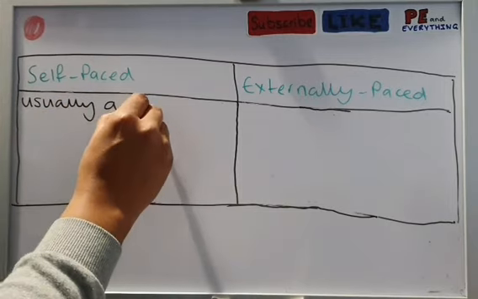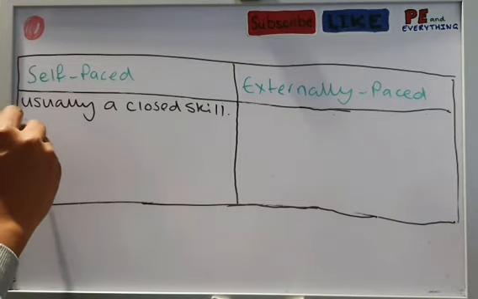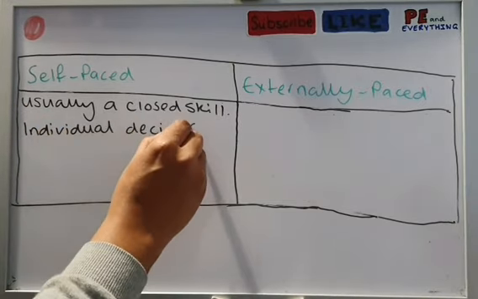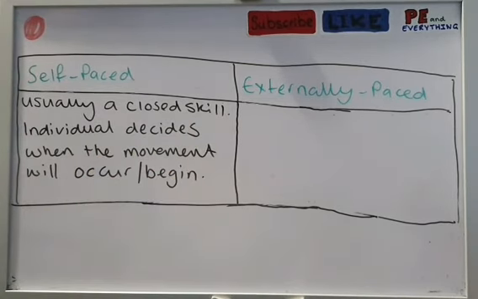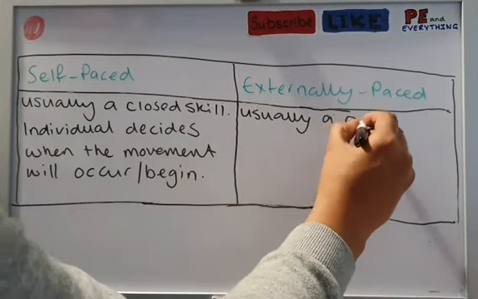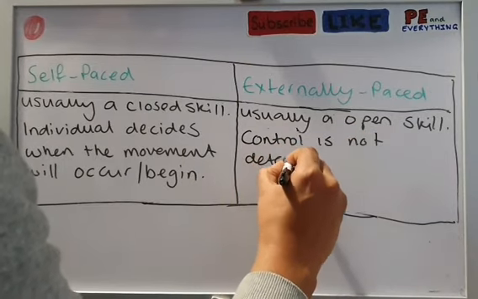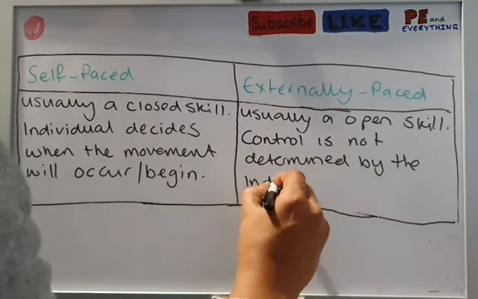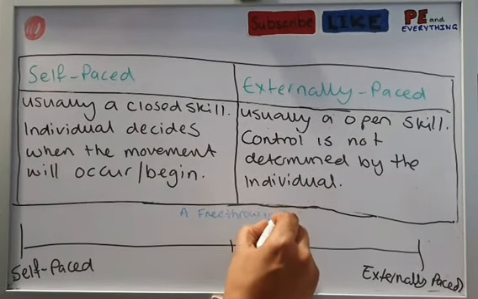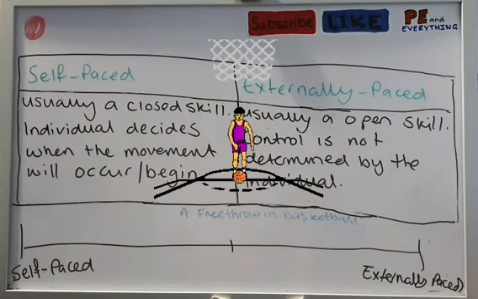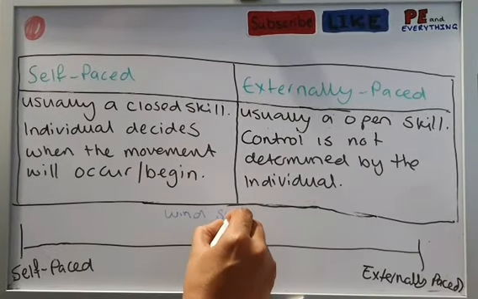So as we've already stated, a self-paced skill is usually a closed skill, and therefore the individual decides when the movement will occur or begin. Whereas an externally paced skill is usually an open skill, so the control is not determined by the individual. If we look at a continuum, a sporting example like a free throw in basketball is incredibly self-paced. They decide when the movement will occur.